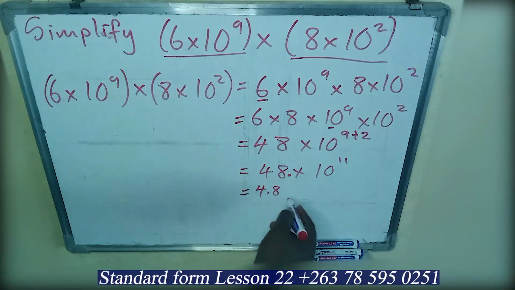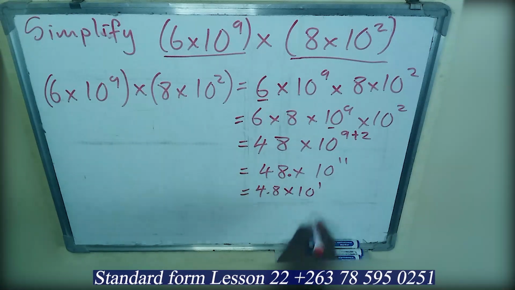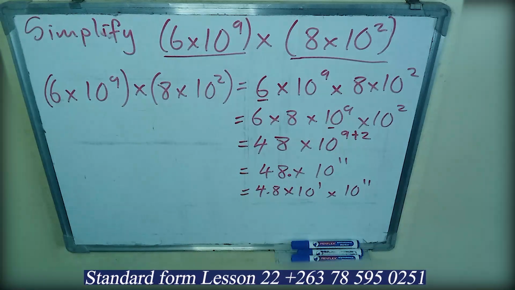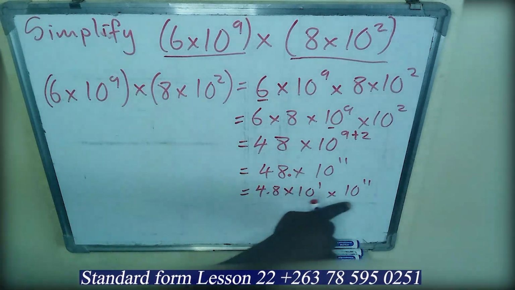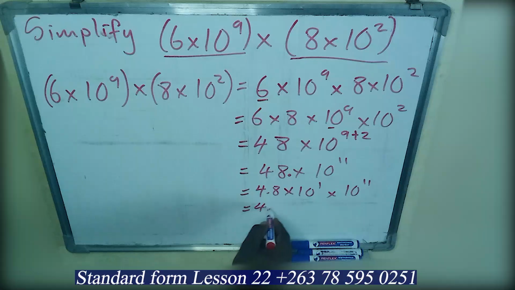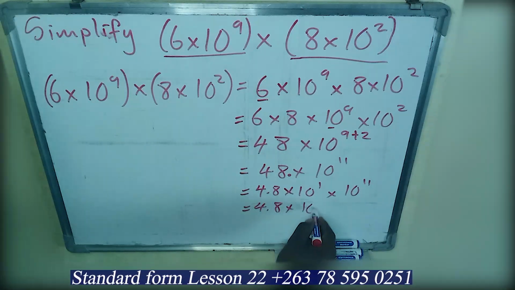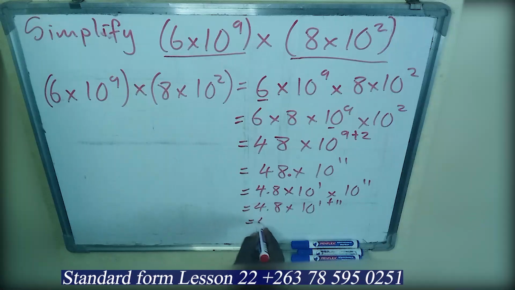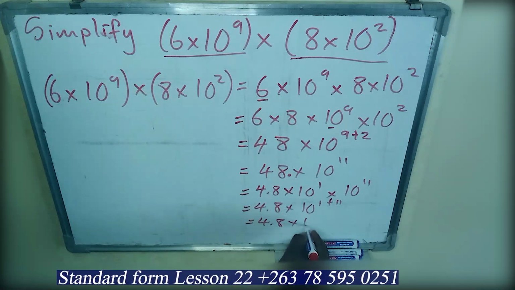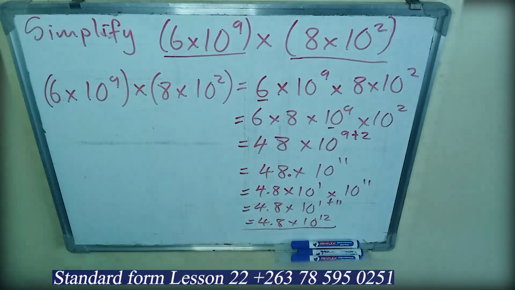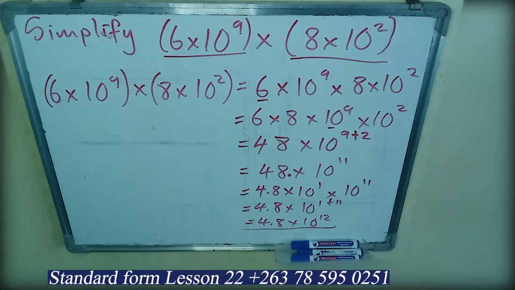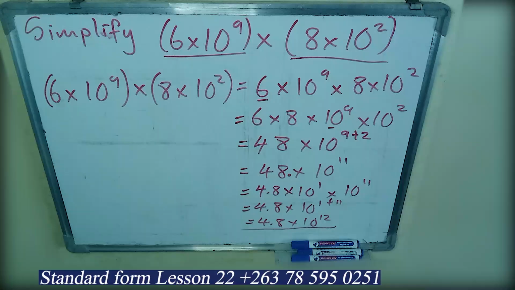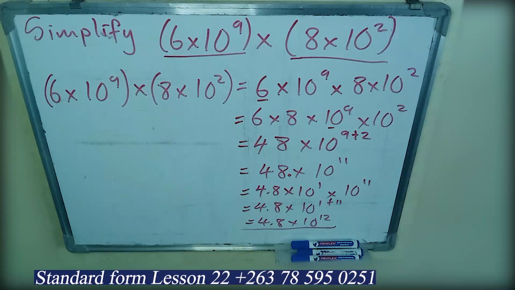The comma moved once to the left, so 10 to the power 1 times, don't forget this 10 to the power 11, right? So we can now simplify 10 to the power 1 times 10 to the power 11, which is 4,8 times 10 to the power of 1. You add the powers, plus 11. So you say 4,8 times 10 to the power of 12. This is your answer. Now this number is in standard form. Your answer is now in standard form.